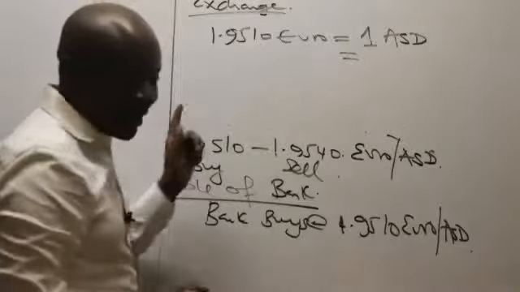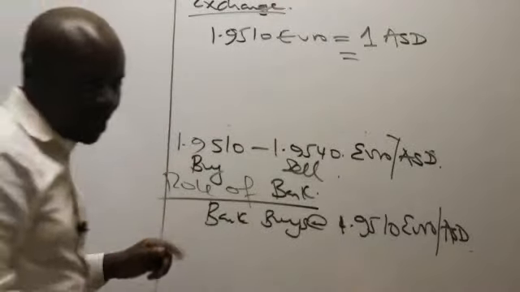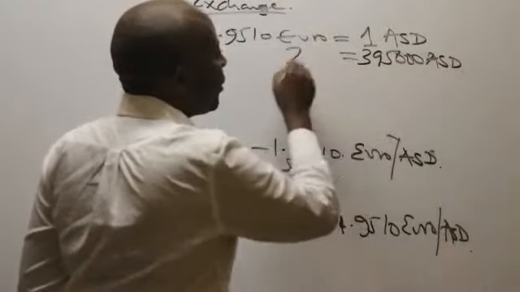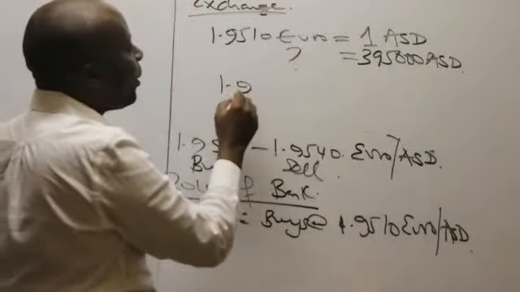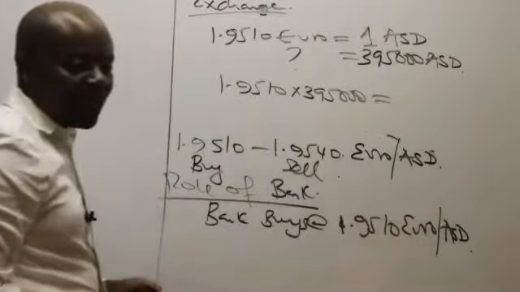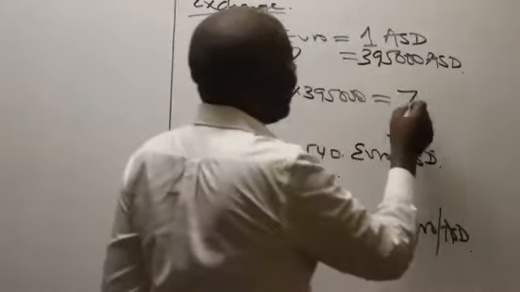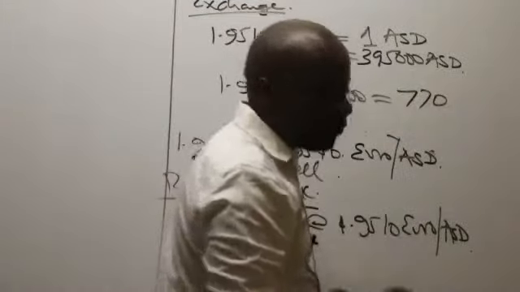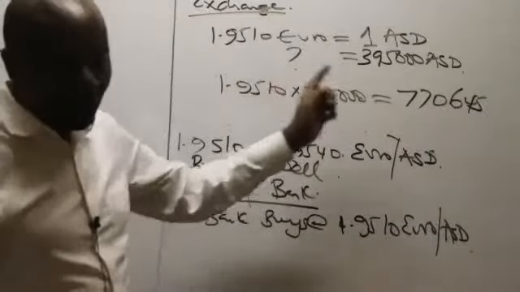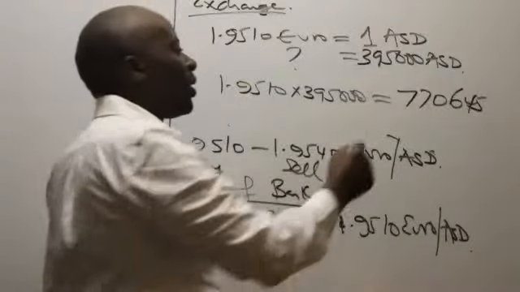How about how many dollars? It's equal to 395,000, isn't it? 395,000 Australian dollars. So if you do that, it will be 1.9510 times 395,000. The only thing that you guys haven't told me is whether these are euros. Are they euros? Thank you very much.